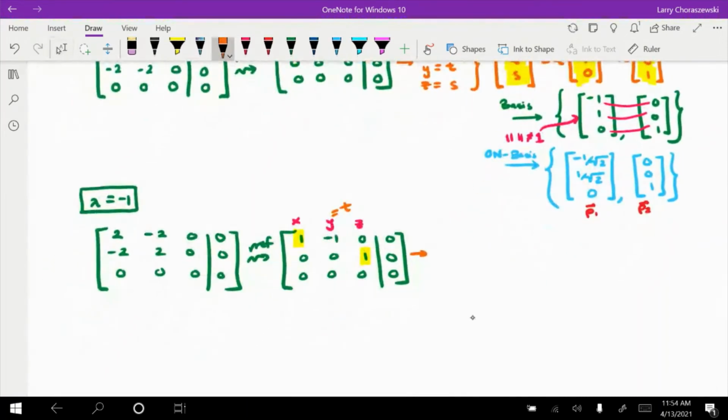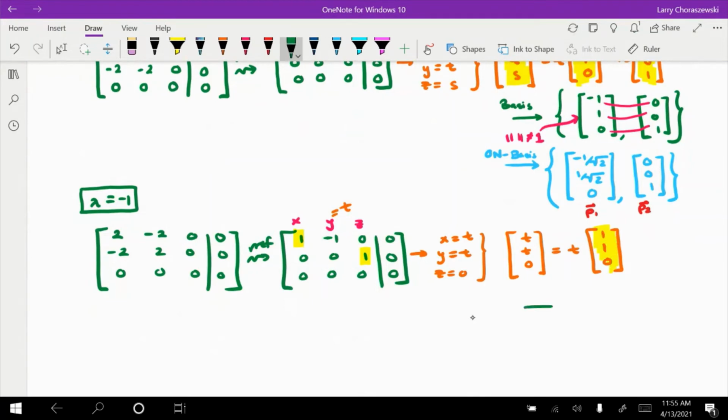And based on the first row, x would equal positive t, y would equal t, and then based on the second row, z would equal 0. So we could mesh this into a solution vector, t, t, 0, and factoring the t out gives us a basis vector with entries 1, 1, 0. So a basis for this eigenspace would consist of this vector 1, 1, 0.